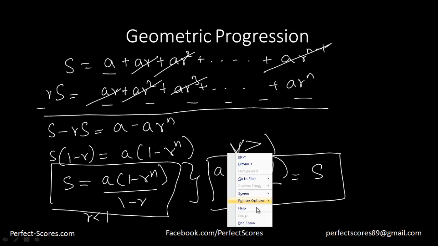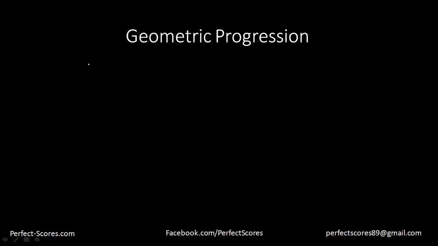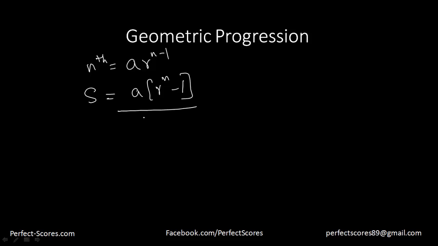So let me just write down both of the important things over here on the board. That is that the nth term of a geometric progression is equal to A into R to the power n minus 1, and the sum of terms is equal to A into R to the power n minus 1 over R minus 1.